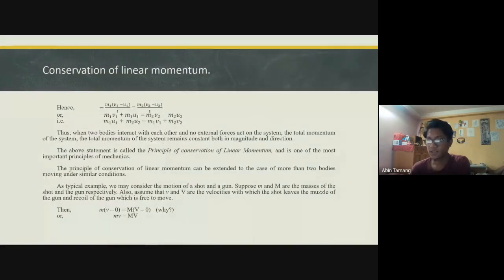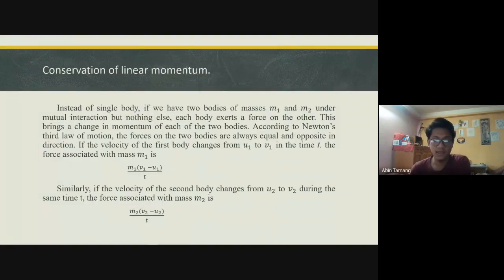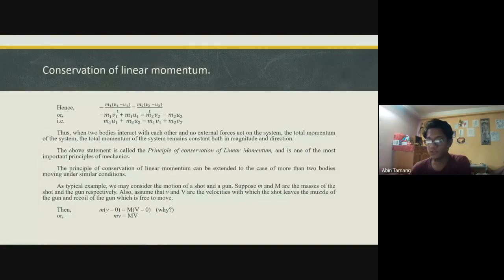Hence, we get negative m1 (v1 minus u1) divided by t equals m2 (v2 minus u2) divided by t. This negative sign came because, as we can see here, they are acting against each other. This brings change in momentum of each body, and according to Newton's third law, each and every action has equal and opposite reaction. So minus m1 (v1 minus u1) equals m2 (v2 minus u2) divided by t, or minus m1 v1 plus m1 u1 equals m2 v2 minus m2 u2.